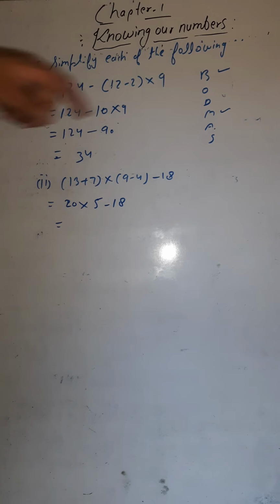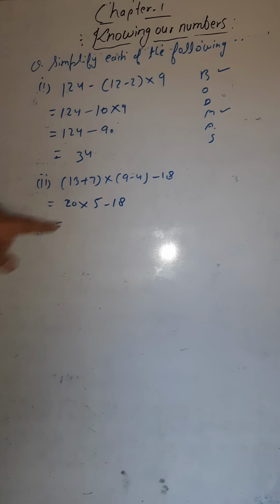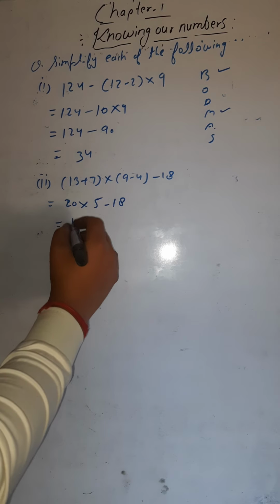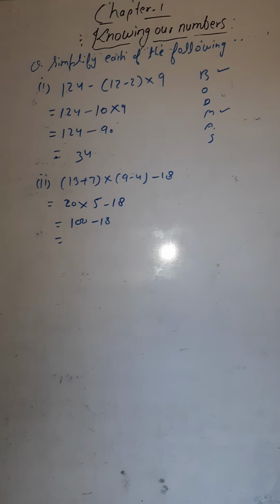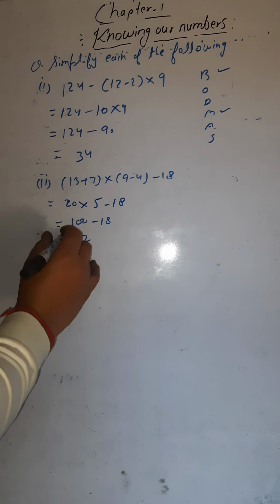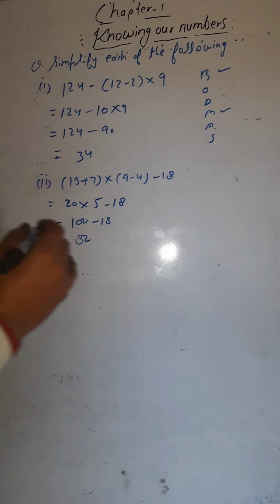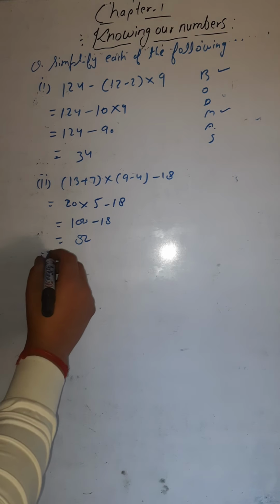Now after opening the bracket, what you should do now? Divide. Division is not here, multiplication is here. So first you multiply 20 into 5, how much? 100 minus 18. So 100 minus 18, how much is the answer? Just subtract this, you would get the answer. 10 minus 8 is 2 and 9 minus 1 is 8. So 82 would be the answer now. Okay, so this is how you solve. Now let's move to the third question.